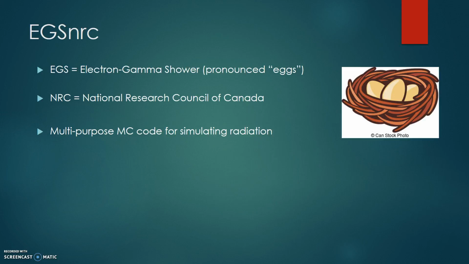The Monte Carlo code chosen for my simulations was the EGSnrc code. EGS stands for Electron Gamma Shower, and NRC stands for National Research Council of Canada, which is where the EGS code was created. EGSnrc is the current iteration of the EGS code and followed EGS4. EGSnrc is a multi-purpose MC code for radiation transport and has many different user code templates to choose from.